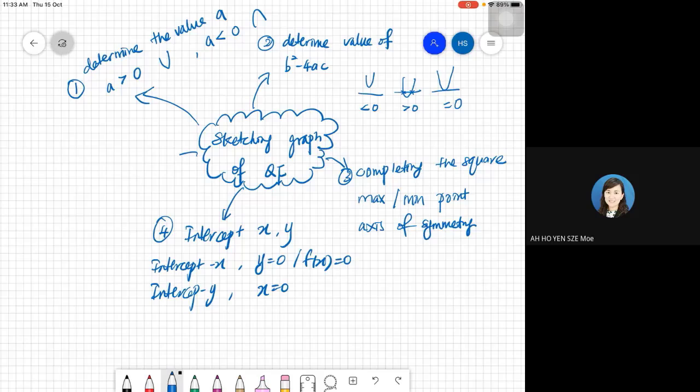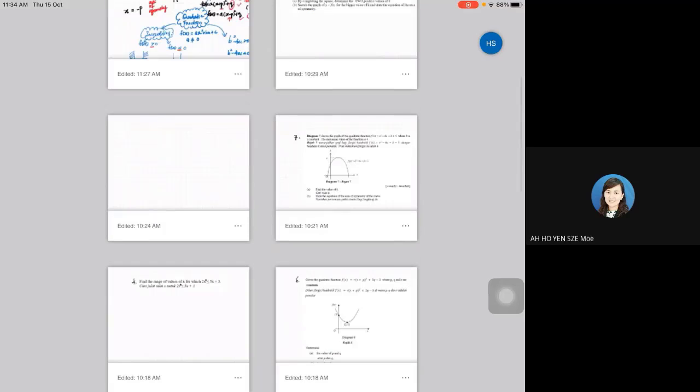The last step, you can start to sketch your graph. That's how you follow these 5 steps in order to sketch the graph of quadratic functions. Is it okay? Clear? Okay.